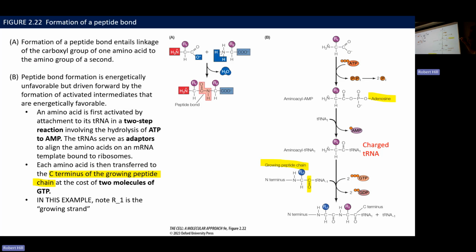That addition of adenosine, though, is essential in the charging process, right? And that's step one. And then step two is the release of that adenosine and the replacement of it with an amino acid that's charged. Okay, two-step reaction to drive peptide synthesis.